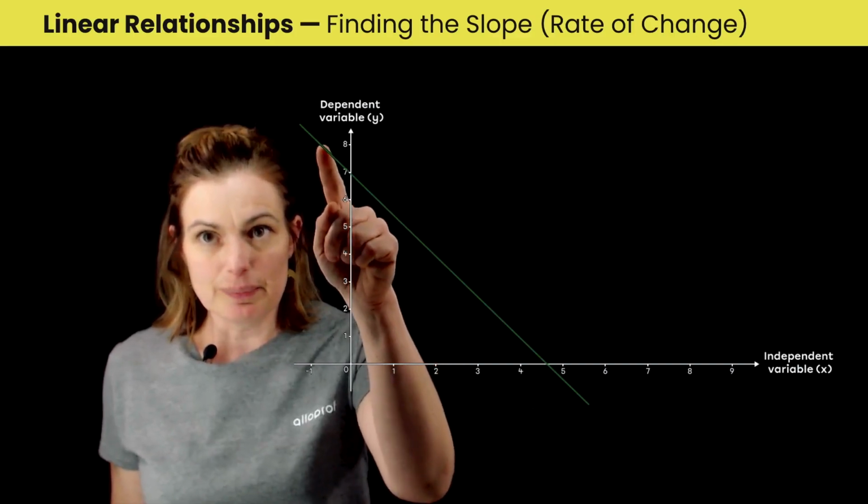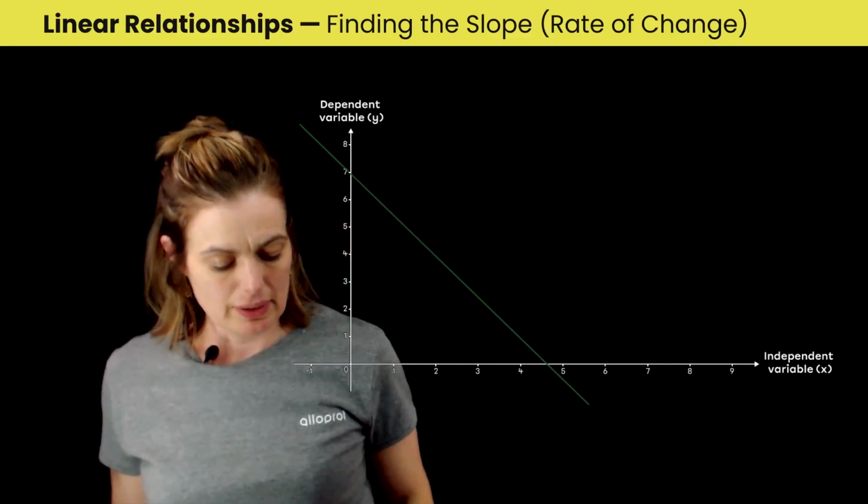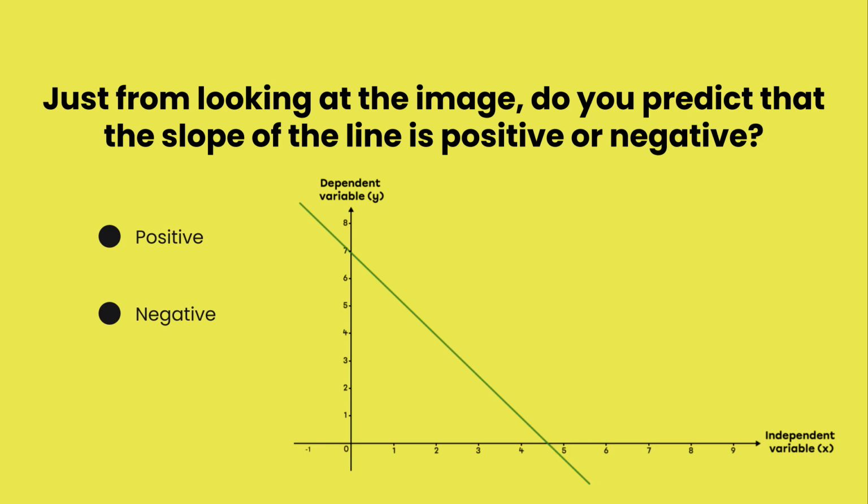like this one right here. Now, just from looking at the image, do you predict that the slope of the line is going to be positive or negative?